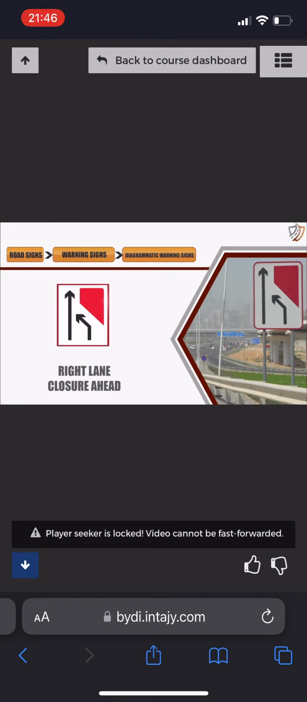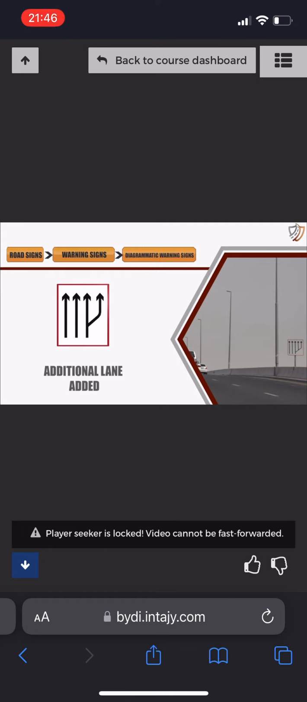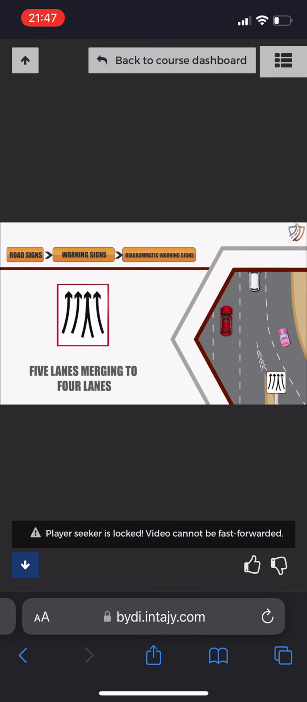Right lane closure ahead. This sign depicts that the right lane is closing ahead. Motorists must get prepared to enter the open lane. Additional lane added. This sign warns the motorists that an additional lane will be added ahead. 5 lanes merging to 4. This sign is to warn the motorists that the 5 lanes are now merging into 4 lanes. The motorists in the merging lanes must be careful as both lanes have equal allowance.